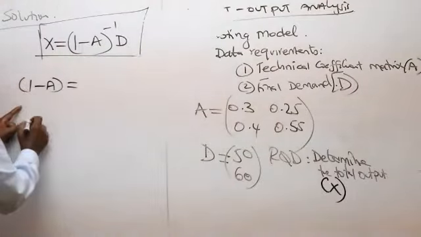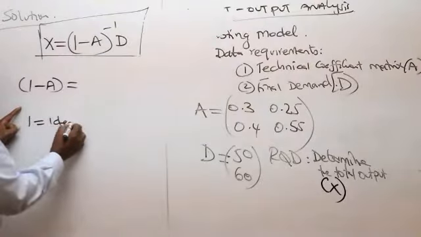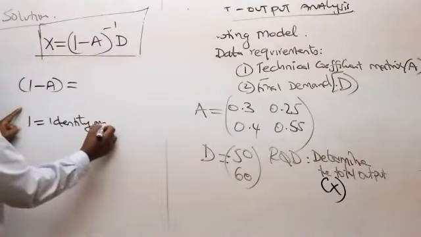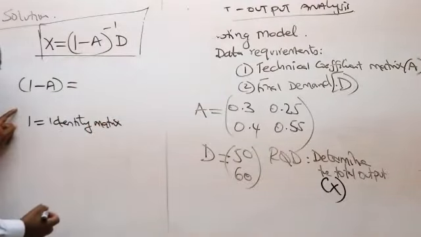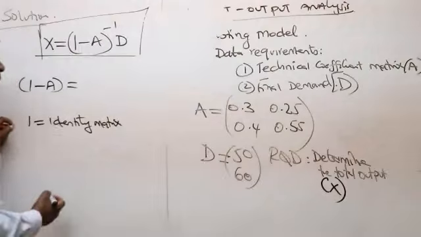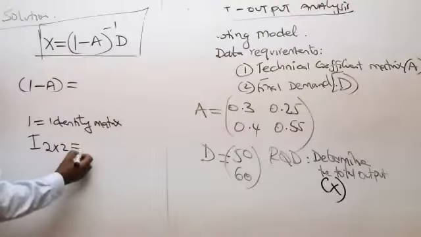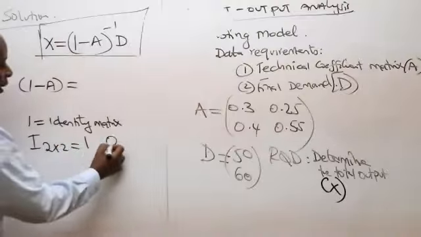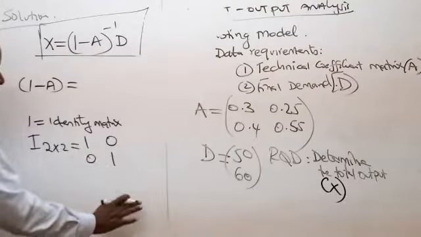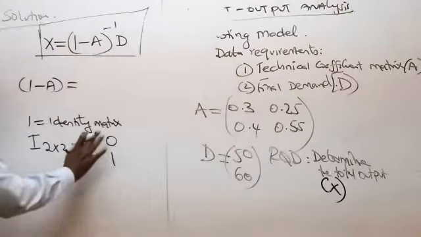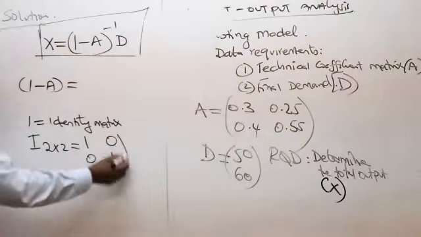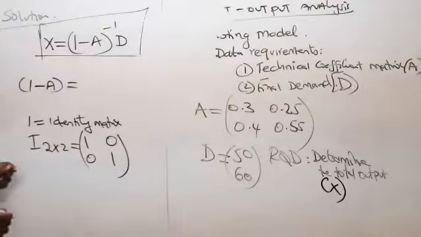This is not one. This is called an identity matrix. And remember, if you can recall, a 2 by 2 identity matrix is 1, 0, 0, 1. You cram it that way. So 1, 1, and every other thing becomes 0, 0, 0, 0. This is identity 2 by 2.